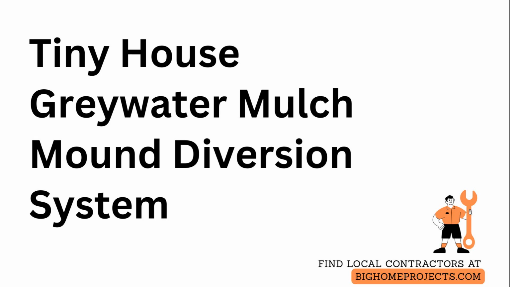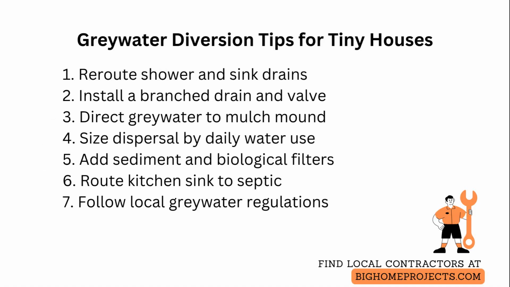Consider a greywater diversion septic system for a tiny house to reduce septic loading and reuse shower and sink water for irrigation. Designate a separate collection for showers and bathroom sinks by rerouting those drains into a dedicated greywater line that never mixes with kitchen wastewater.